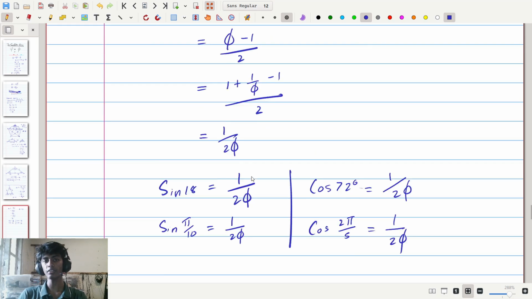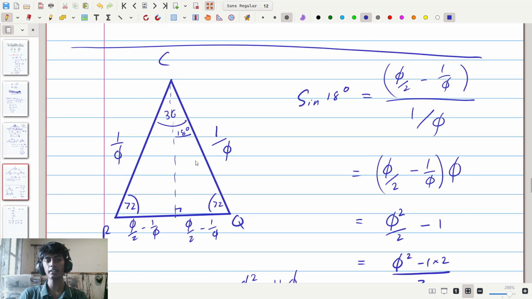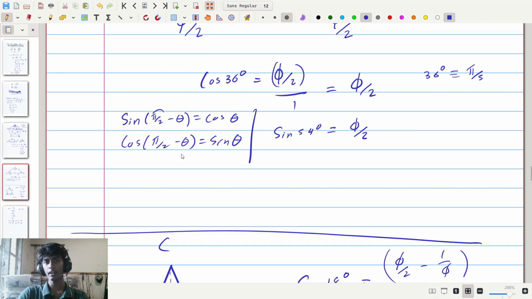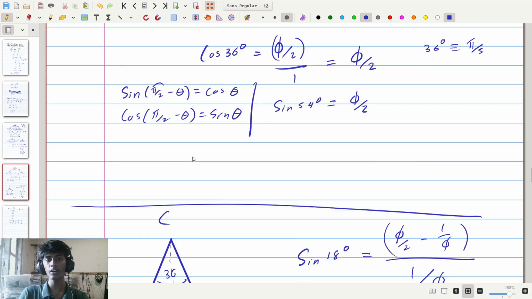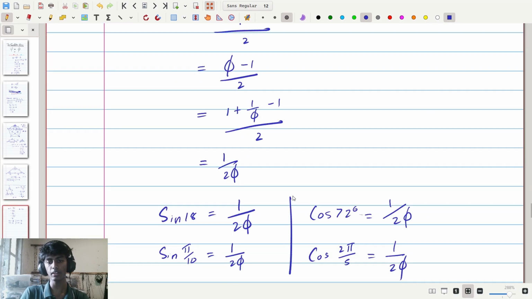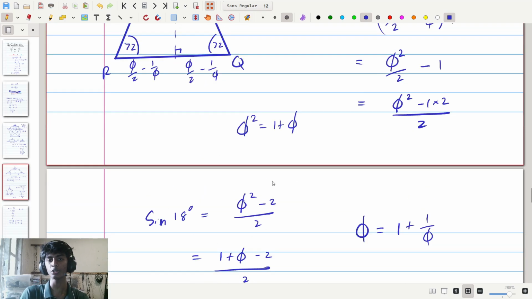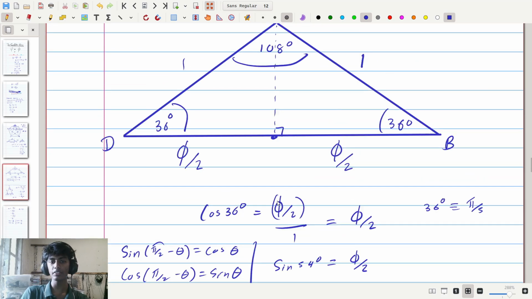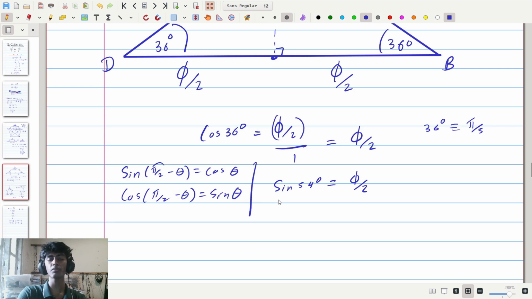So once again, we have related these angles to the golden ratio. The sine of 18 degrees and likewise the cosine of 72 degrees is 1 divided by 2 times the golden ratio. And the cosine of 36 degrees or the sine of 54 degrees is equal to the golden ratio divided by 2. Marvelous. We have the golden ratio in trigonometry as well.